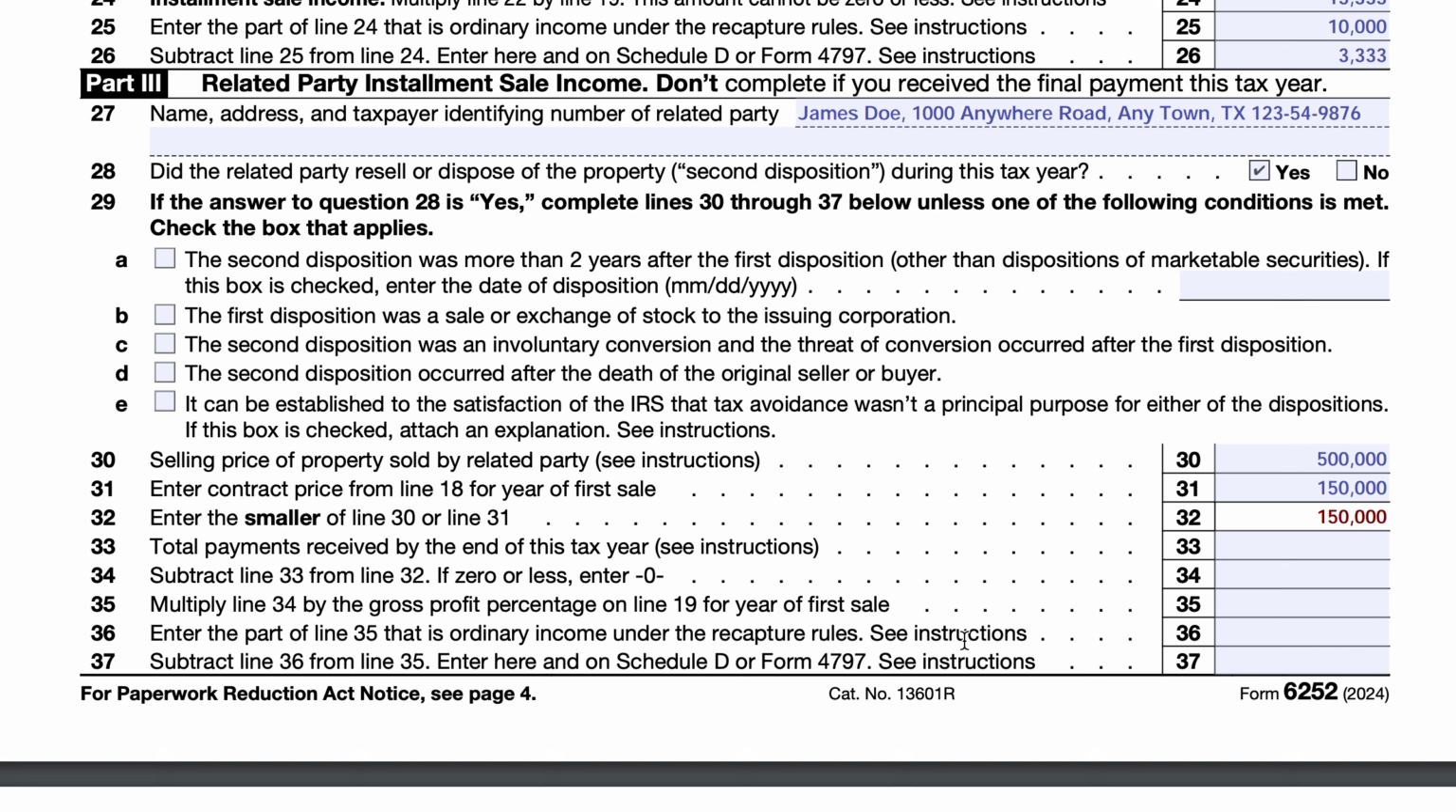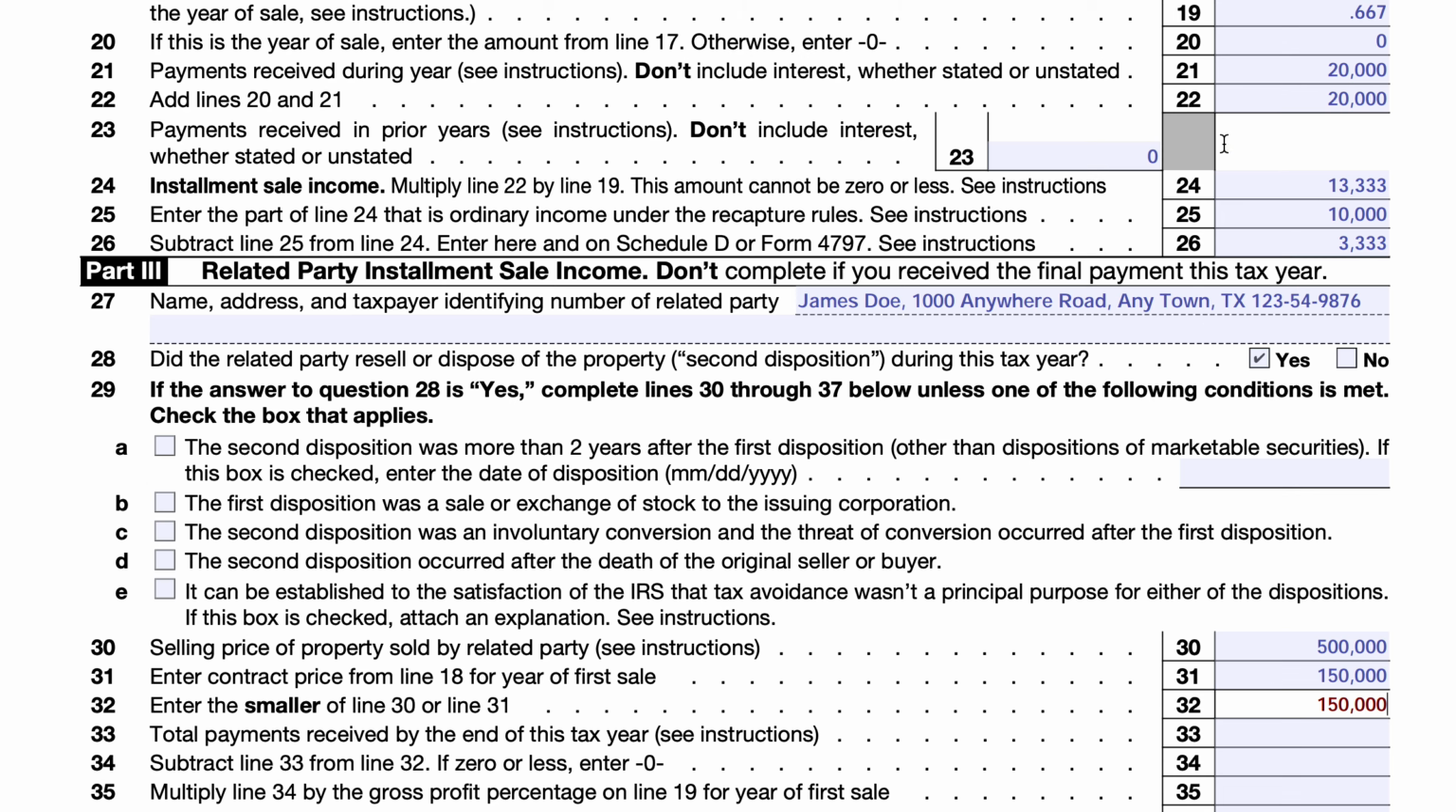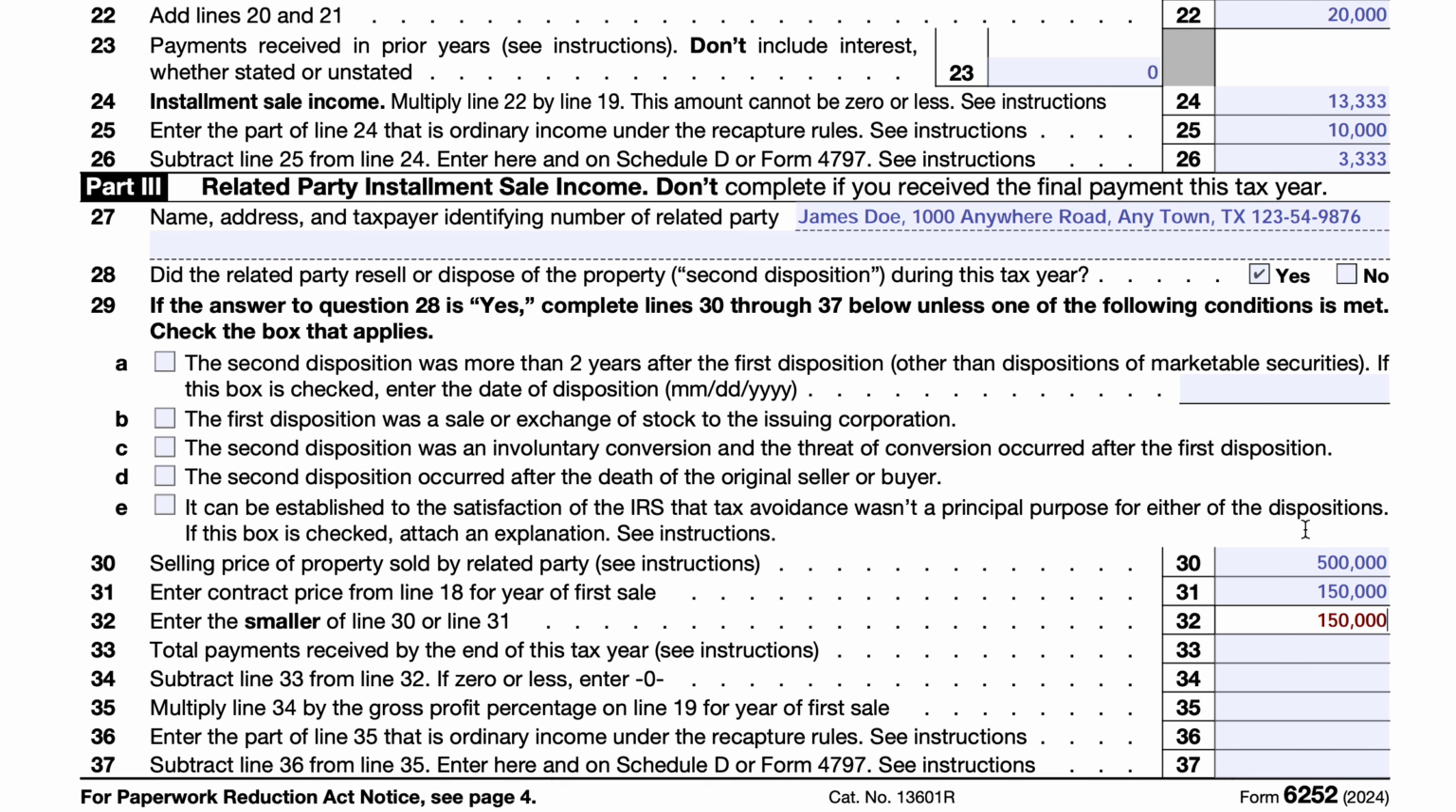There we go. In line 33, we're going to enter the total amount of payments received by the end of the tax year. So if you completed Part 2, then that would be the total of lines 22 and 23. So let's just say that's $20,000. We're going to subtract this from line 32 and we get $130,000.